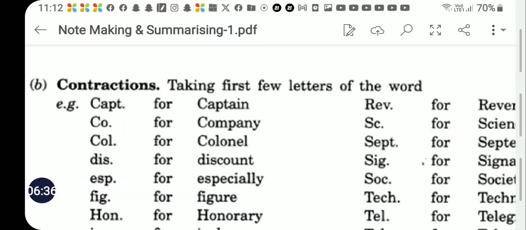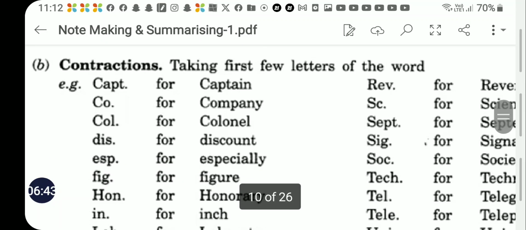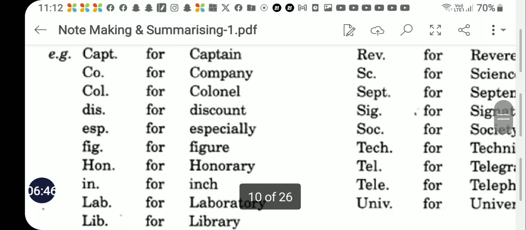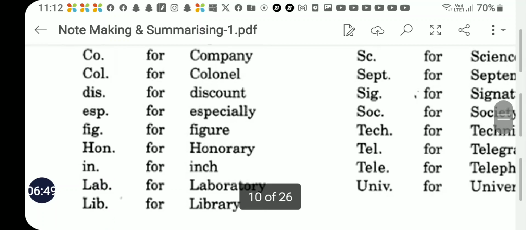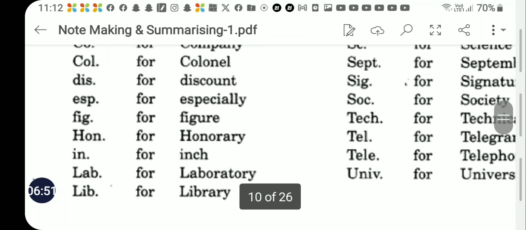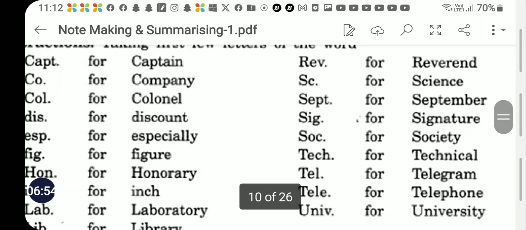Okay, COL for colonel, dis for discount, esp for especially, fig for figure, hon for honorary, in for inch, lab for laboratory, lib for library, rev for reverend, sc for science, sept for September, sig for signature, soc for society, tech for technical, tel for telegram, tele for telephone, univ for university, right?